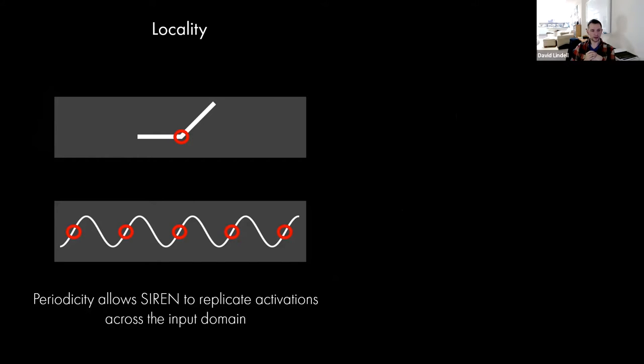The first intuition is that conventional nonlinearities like ReLU are monotonically increasing, and the nonlinear portion of this activation function is localized to a single point. So you don't have this nonlinearity replicated across the entire input domain. If you look at the sine activation function, you actually have this nonlinear function being replicated across the entire input domain. This is really useful for coordinate-based networks as it seems to allow them to represent complex details in different parts of the input domain equally well.